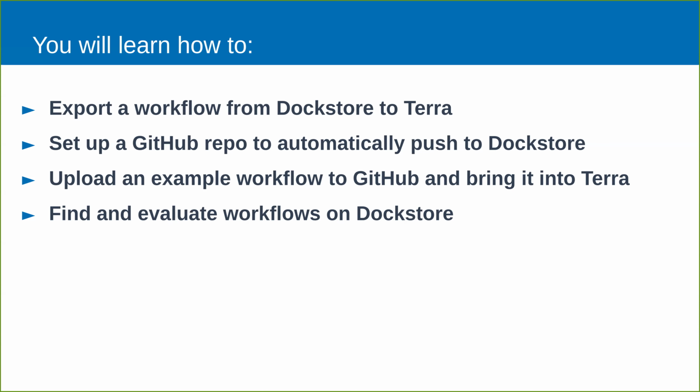You'll also learn how to set up your own GitHub repository to automatically push new workflow content to Dockstore. This is a bit of an iterative process. The idea is that you can iterate, test locally, upload it to GitHub, and then push it periodically to GitHub and through Dockstore into Terra. We're going to go through a demo of that process.